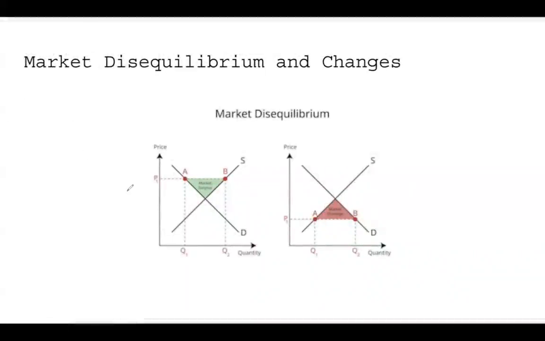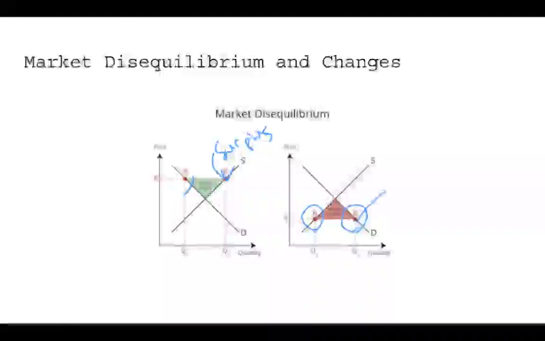So in this example, there's more supply than demand. So since there's more supply, it'll lead to a surplus. And on this slide, there's less supply and more demand, so it'll be a shortage.